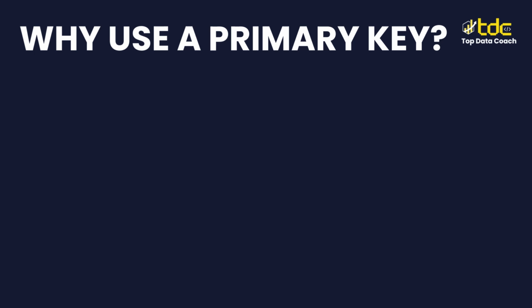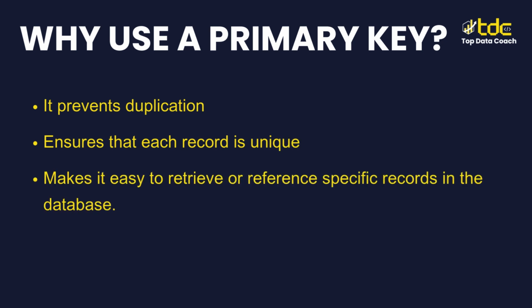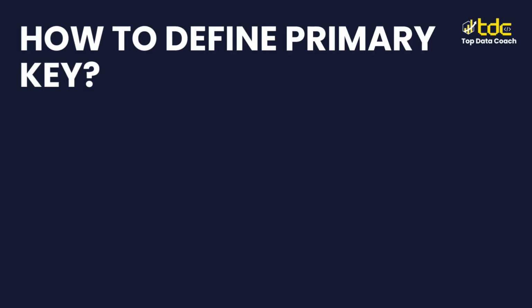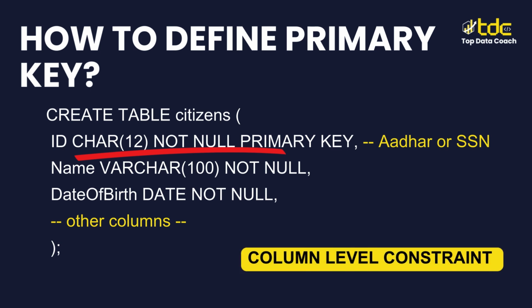Now the question is, why do we need a primary key? It prevents duplication, ensures that each record is unique, and makes it easy to retrieve or reference. Let's see how to define a primary key in a create table query. You can see the code of a create table query on the screen. Here, the primary key is defined on the ID column. This is a column level constraint, where we define a primary key just beside the column name. A general practice for defining a primary key on a single column.